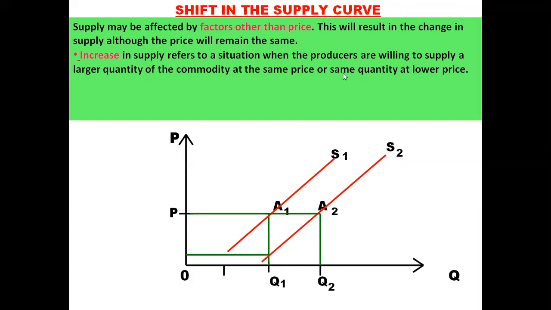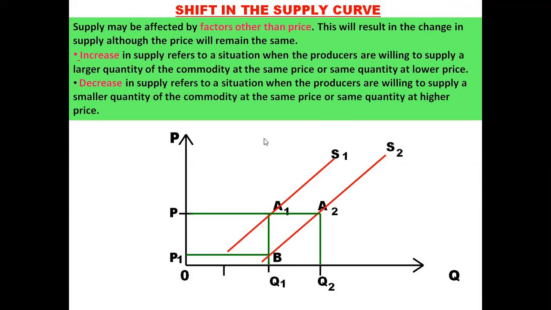It is also possible that the same quantity is supplied at a lower price. Usually when the price decreases, the producers supply less. But here the producers don't decrease the supply. When the price decreases from P to P1, the same quantity is supplied, that is Q1 units. So we get this point, which is B.